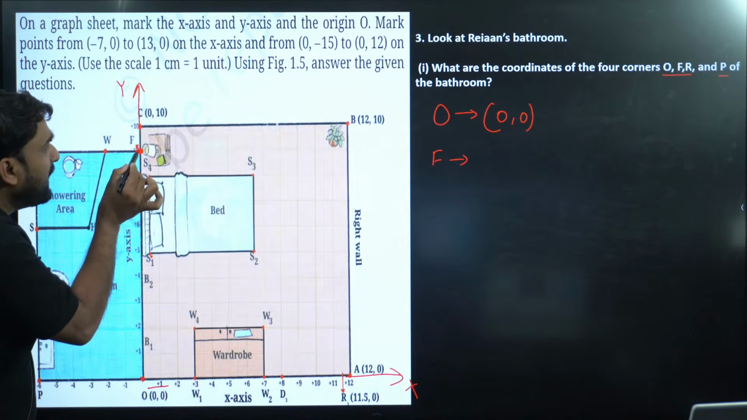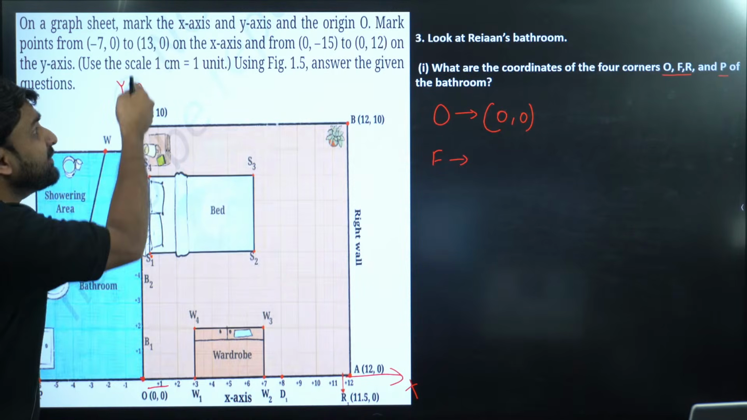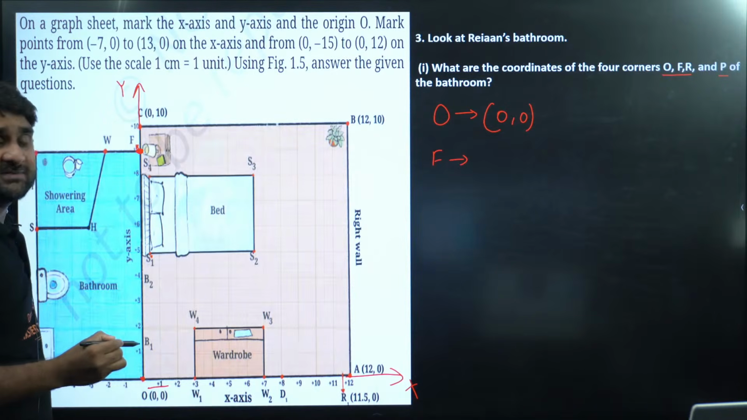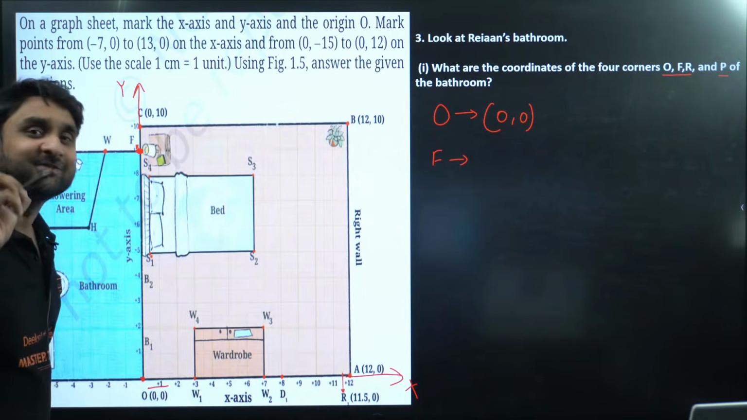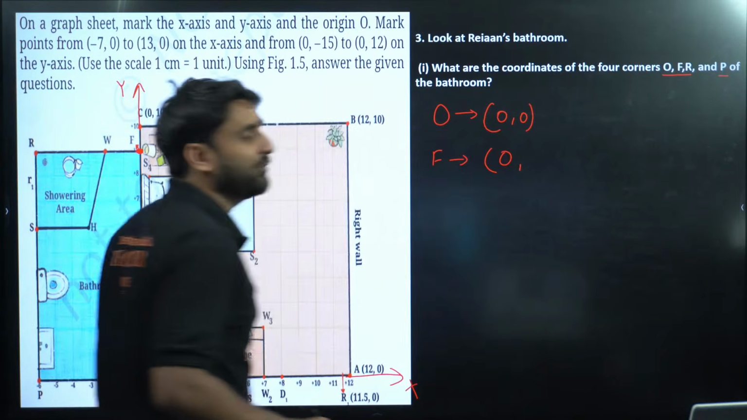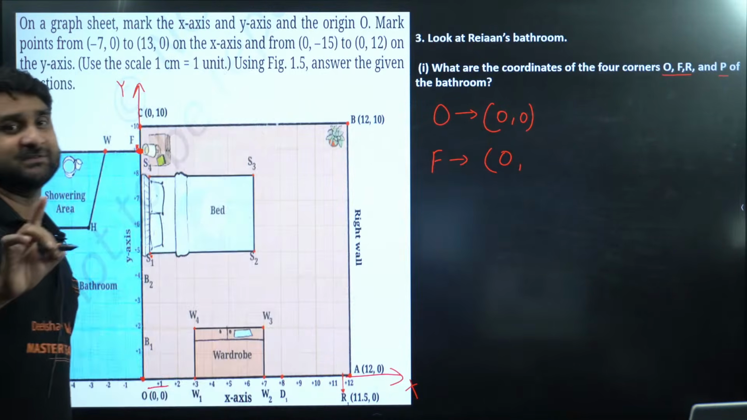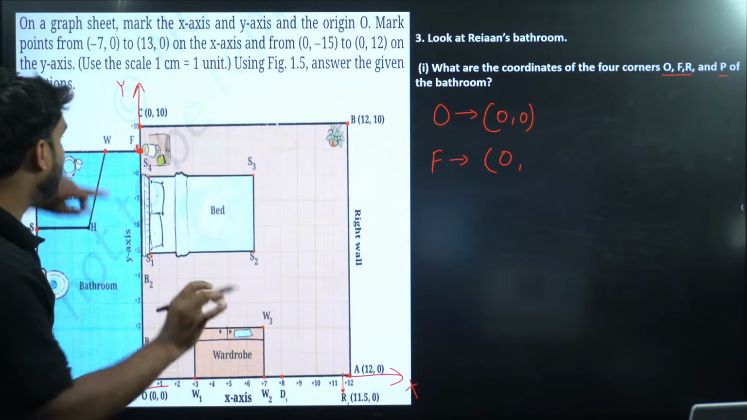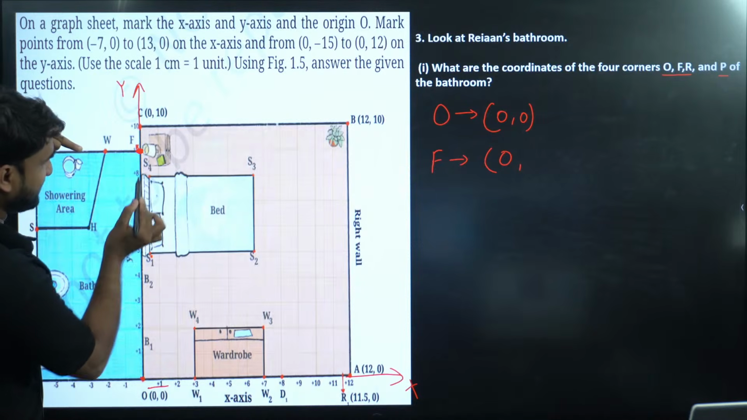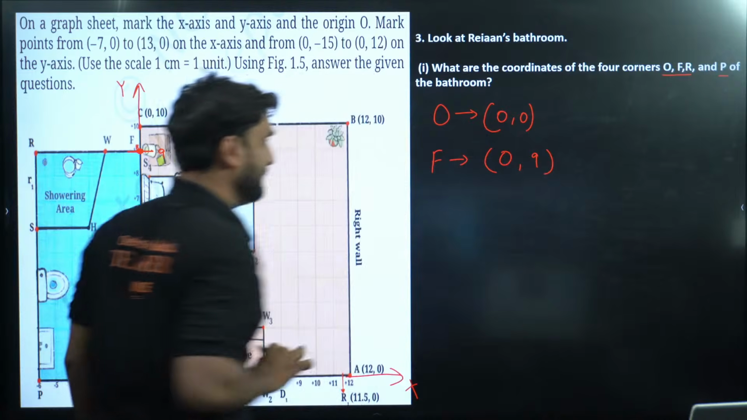Now your point F, this point F, that we need to write the coordinate for. Point F is on the y-axis. So if the point F is on the y-axis, it indicates that the x coordinate will become 0. It is confirmed that the x coordinate will be 0. Why? Because point F is on the y-axis, so x coordinate will become 0. And what will be the y coordinate? Here 1, 2, 3, 4, 5, 6, 7, 8, something. This point will be 9. So the coordinate will be 0, 9.